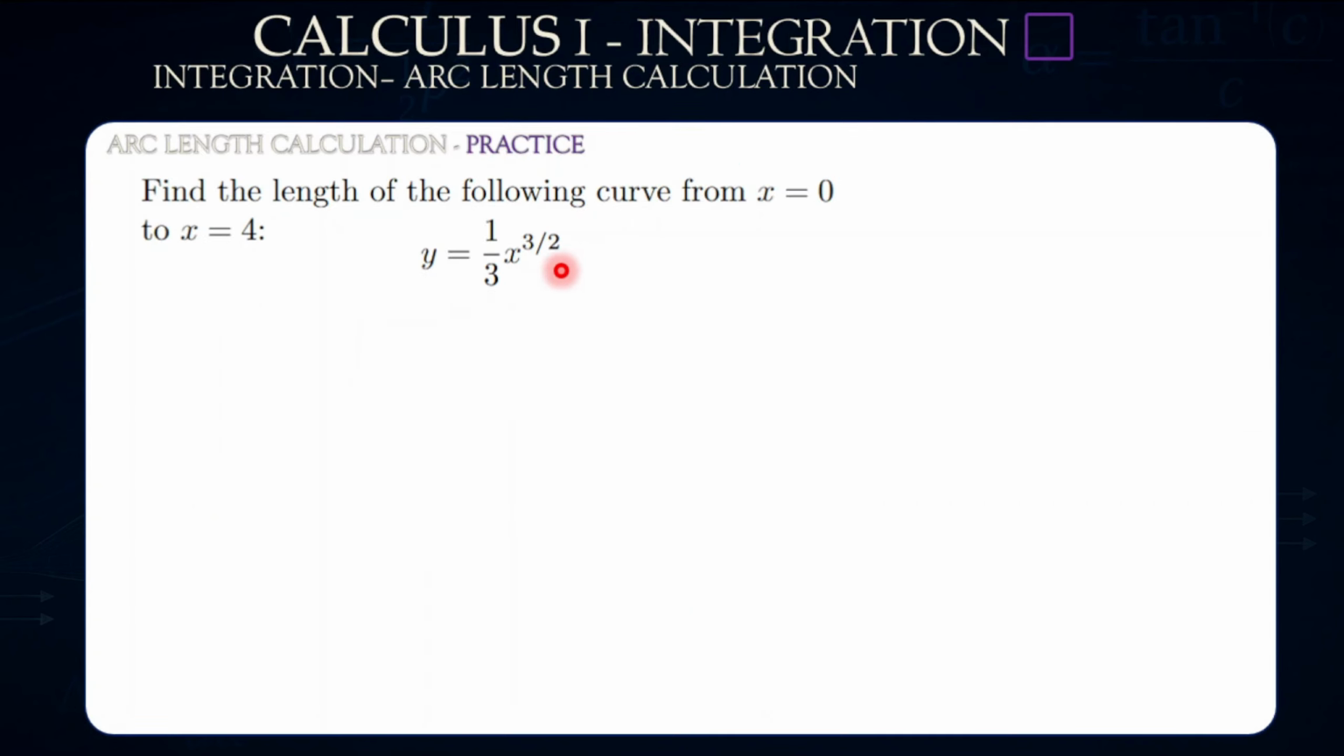Arc length calculation practice. Find the length of the following curve from x equals 0 to x equals 4, of y equals 1/3 x to the power 3 halves, or 3 divided by 2.